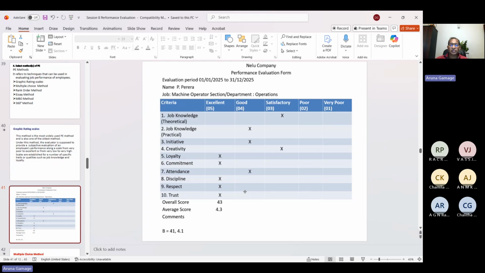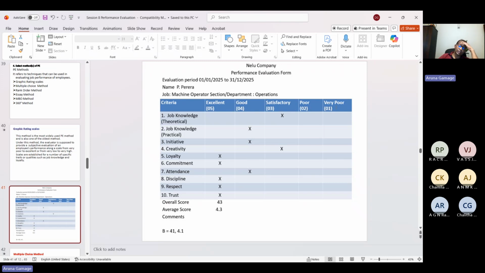There are several columns in this table. First is the criteria, the factors on which we evaluate. Then the scale, a 5-point Likert scale: excellent, good, satisfactory, poor, very poor. We can allocate marks for each scale. If it is excellent, we can give 5 marks; good 4, satisfactory 3, poor 2, very poor 1. Or we can start from 10: 10 excellent, 8 good, 6 satisfactory, 4 poor, 2 very poor.